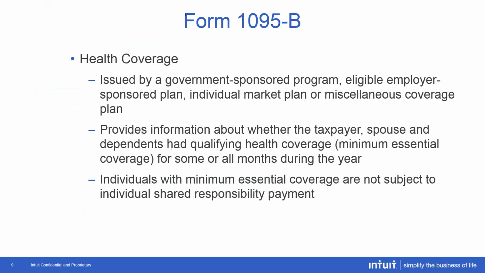Next, we have a 1095-B. Again, these are optional for 2014, so you may not get this statement. It's a health coverage statement issued by a government-sponsored program, eligible employer-sponsored plan, individual market plan, or miscellaneous coverage plan, providing information about whether the taxpayer, spouse, and dependents had qualifying health coverage or minimum essential coverage for some or all months during the year. If you have minimum essential coverage, you're not subject to the individual shared responsibility payment or the penalty for a given month.